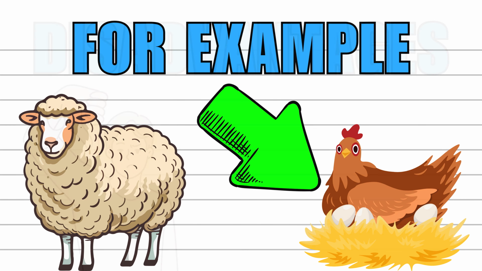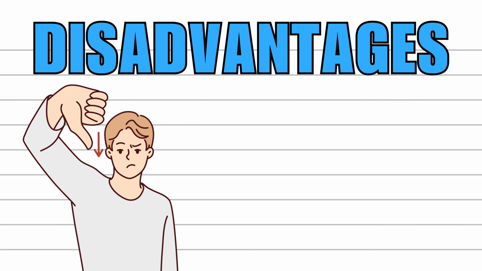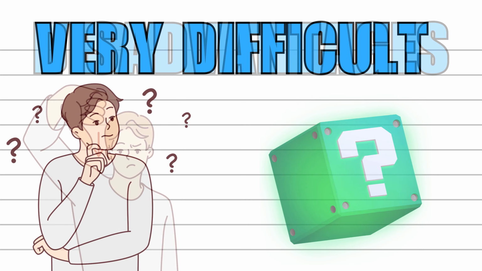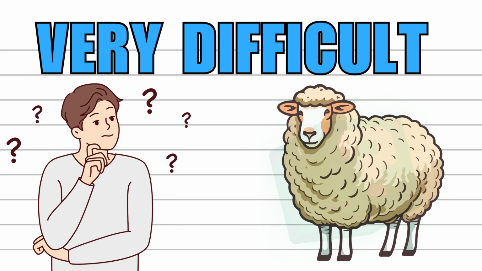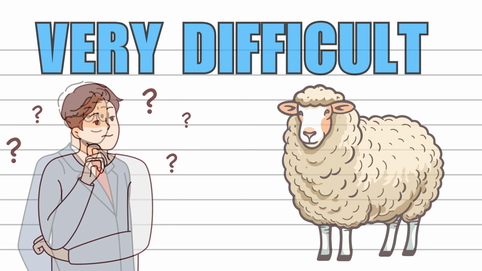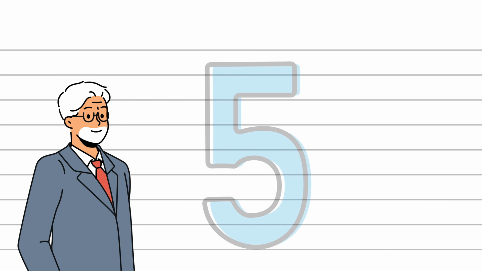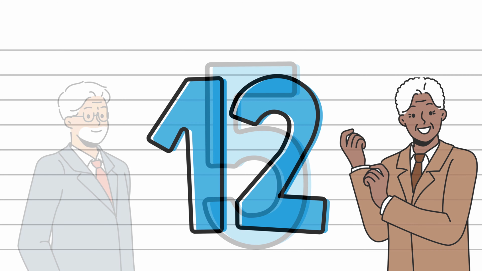Barter trade has several disadvantages. The first disadvantage is that it was very difficult to price products in the form of barter. For example, if I want to buy sheep, how can I know how many chickens it is worth? It could be that for one person it's worth 5 chickens, and for another person it's worth 12 chickens.